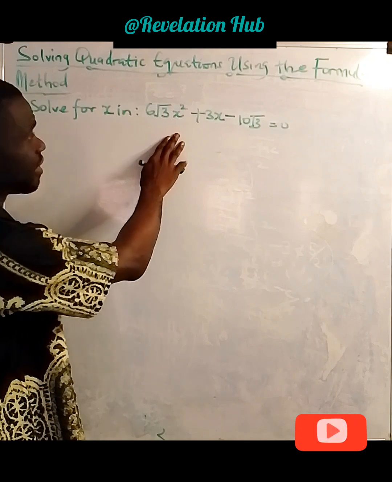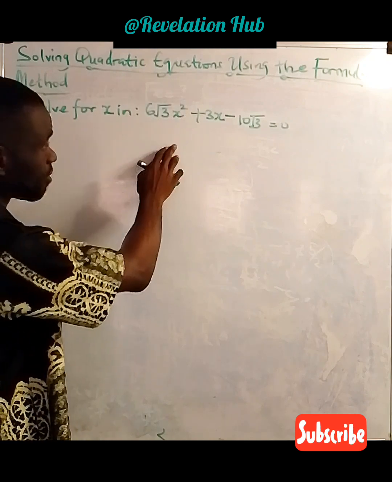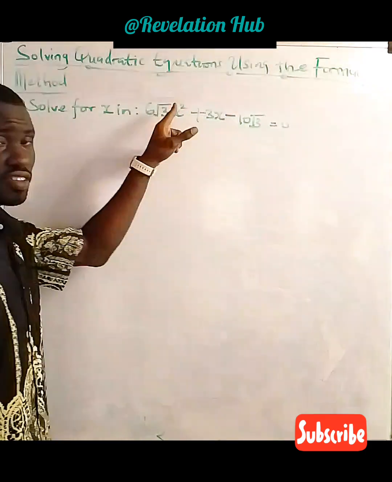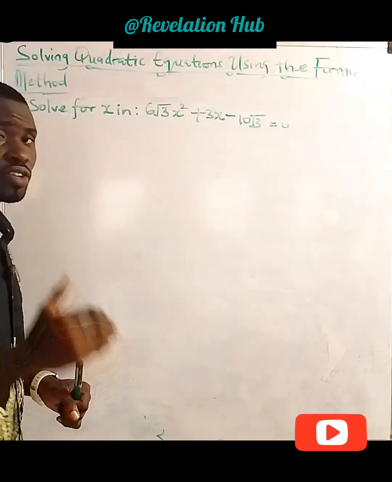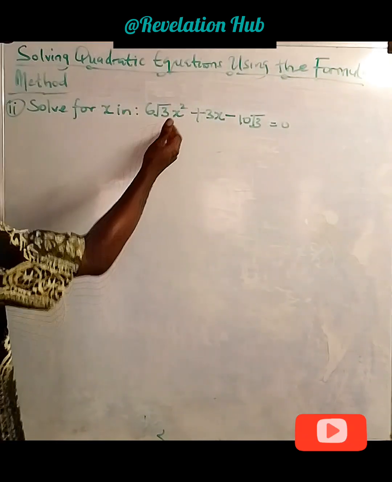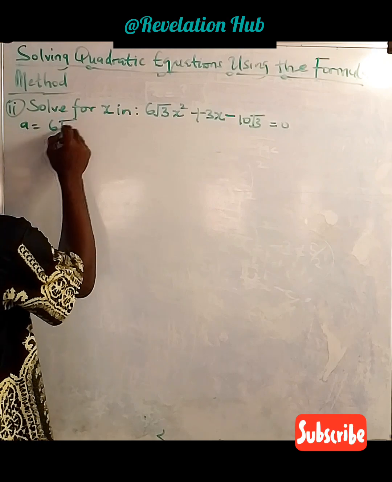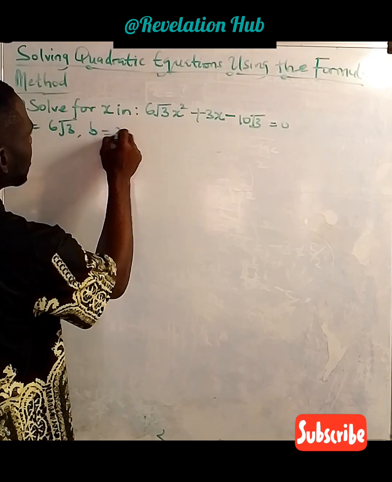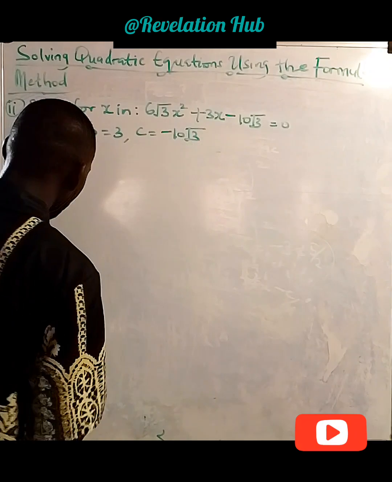It's very clear. The highest power we have on the unknown is power positive 2. Not just 2, but positive 2. So what do we do first? The first thing we're going to do is write out the values of a, b, c. Those are the coefficients of each of the unknowns we have here. So a is 6 root 3, b is 3, c is minus 10 root 3.